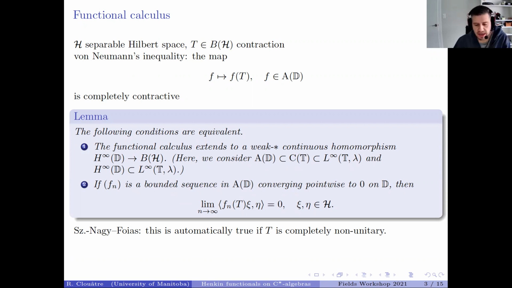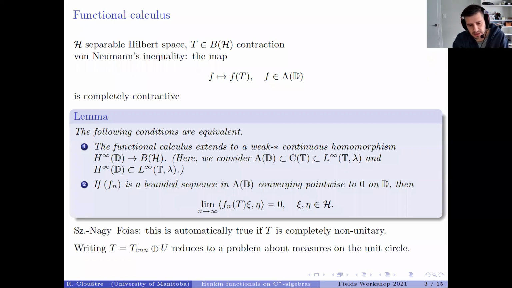Okay, so that's one fact, and there's another well-known fact that starting with a general contraction T, you can always write it as a direct sum of two pieces, one of which is completely non-unitary, and the other one is a unitary operator. Now, the question that I'm addressing here, that of the existence of this weak star continuous H infinity functional calculus, this splits into two questions, one for each summand here. And the completely non-unitary summand, we don't have to worry about it. Things hold automatically there by the Nagy-Foias result. So really the entire problem here reduces to the corresponding question for the unitary operator U.